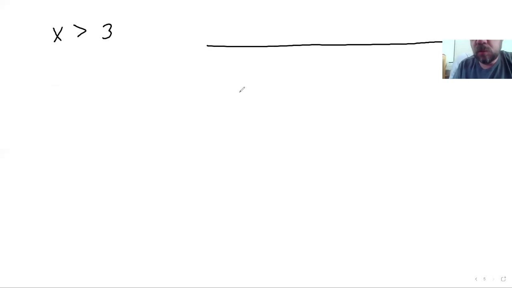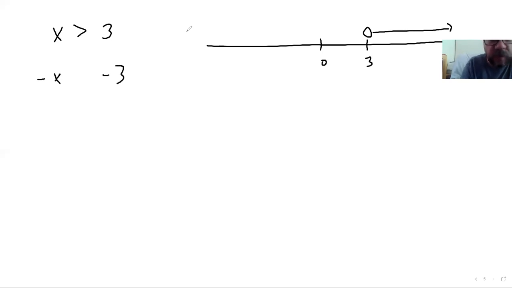So let's say I wanted to say that x was greater than 3. Right, that is 0, here's 3. That's this area over here. Now, let's multiply both sides of this by -1. That should be a thing I can do, given that the rules for inequalities and the rules for equations are basically the same. So if I multiply both sides of this inequality by -1, the thing I get is that -x is something with -3.